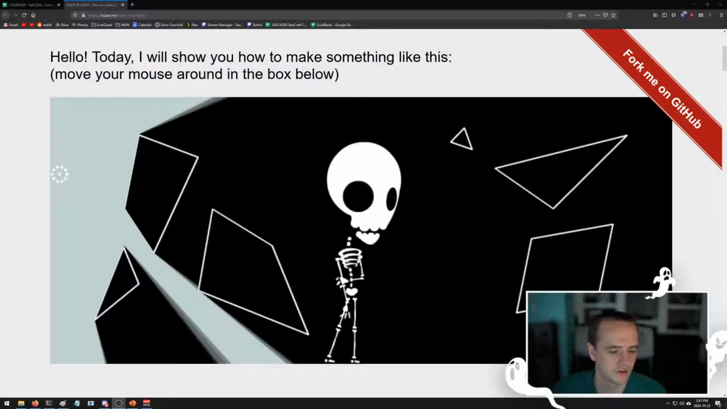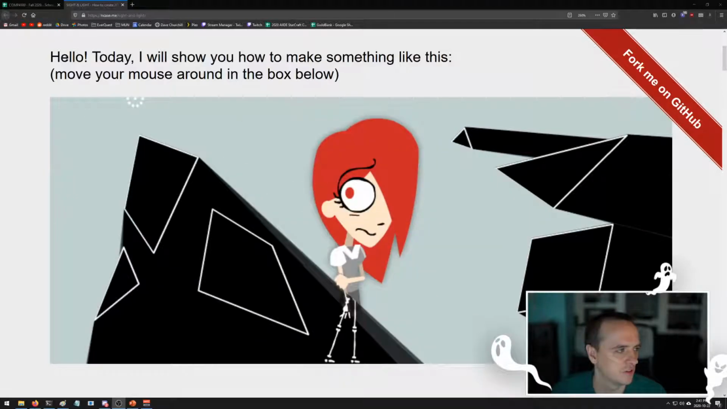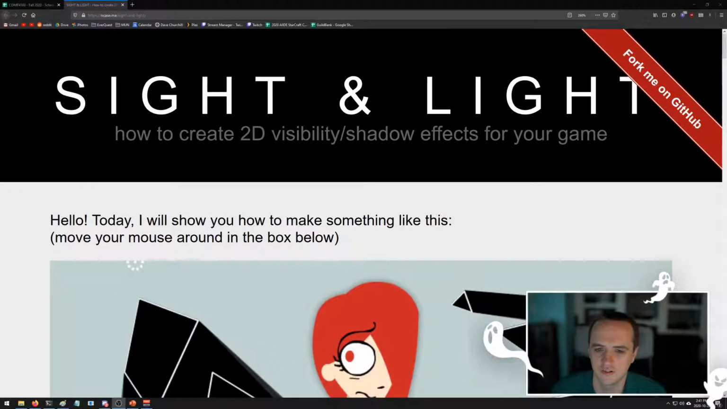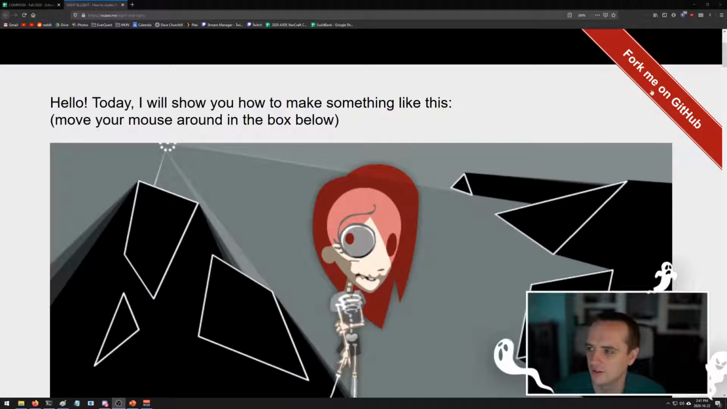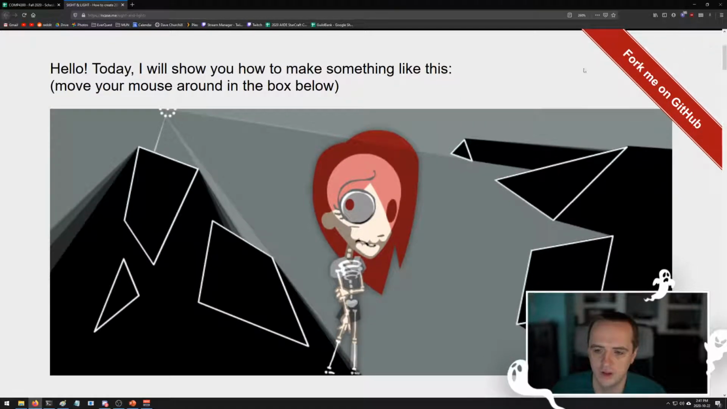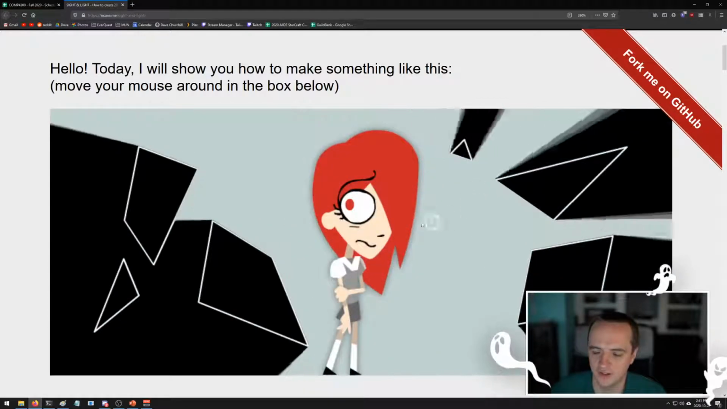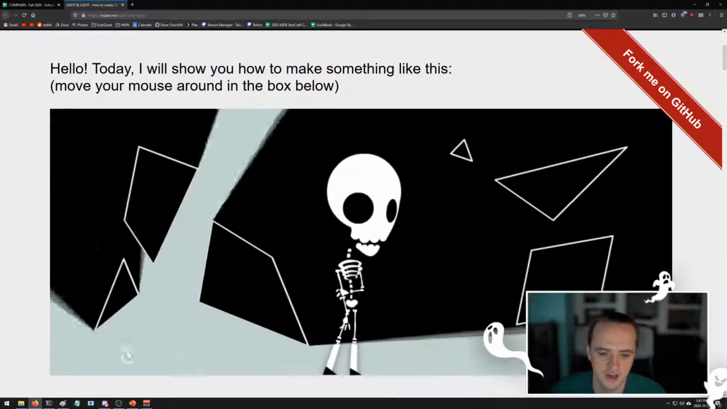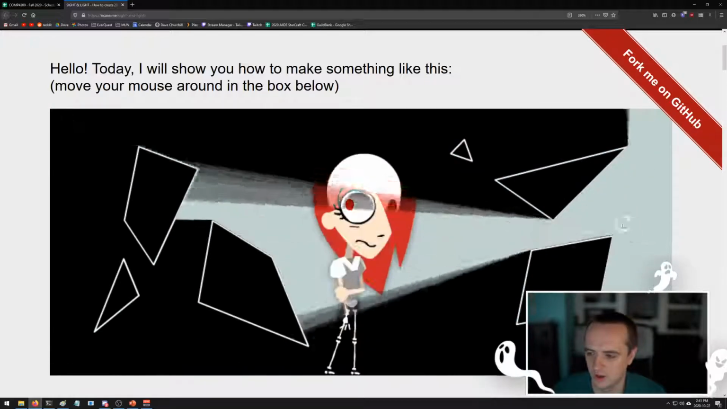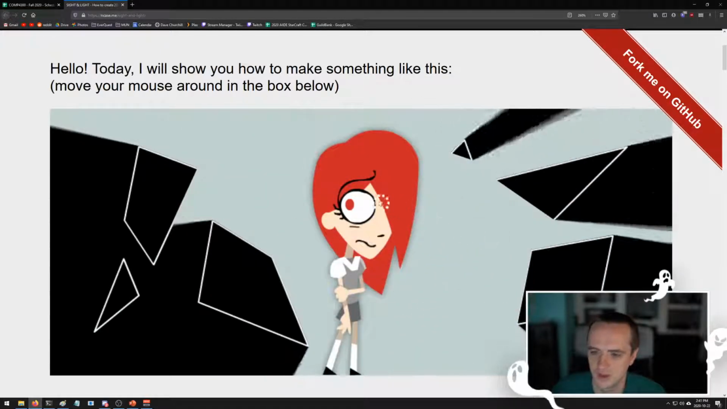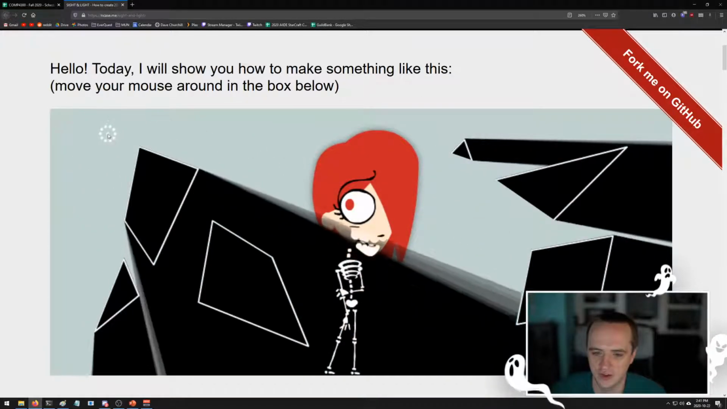So here we're going to go back to the website, and I'm going to bring up my spooky cam, and we're going to be looking at this website. This is called Sight and Light. It's a very great little tutorial on how to create the effect that I showed in the class. And if you notice here, the geometry, I just copied the geometry when I implemented this. So how do you create this effect?